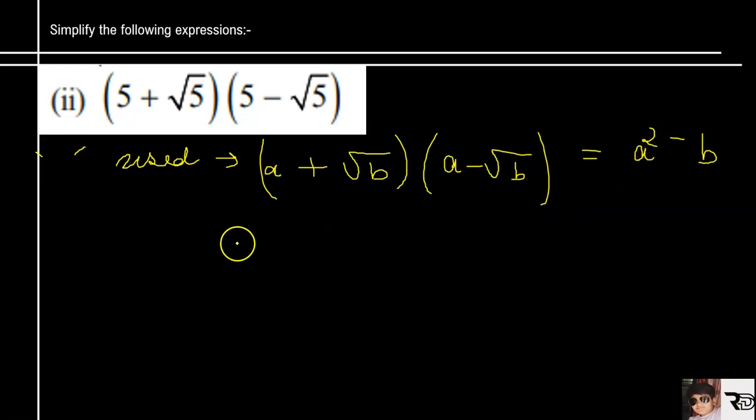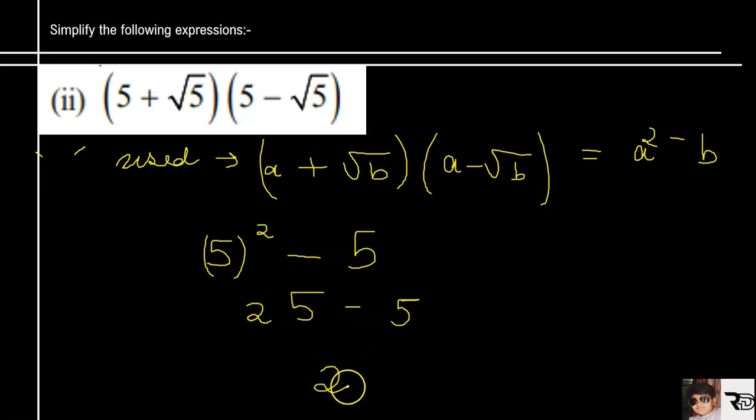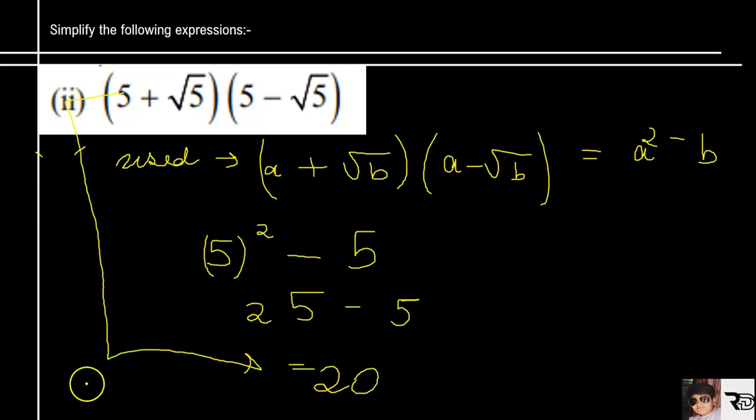A is 5, so 5 square gives me 25. That is 5 times 5, minus b would be 5. So 5 into 5 gives me 25 minus 5, that gives me 20. So my answer to this expression on simplifying would be 20.